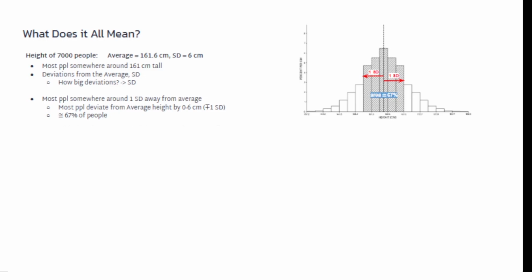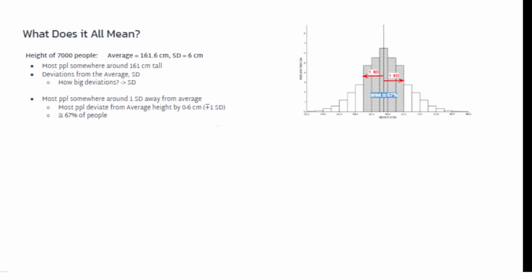Okay, but because we have standard deviation, we know that there are also some deviations from the average, and this is given by the standard deviation. So some people are taller than the average, some are shorter, but how big are these deviations? This is what standard deviation is trying to tell us. Remember, it indicates the size of deviations from the average, and in statistics, to give a measure of the size, we use the RMS operation. So the standard deviation is the RMS of the deviations from the average.